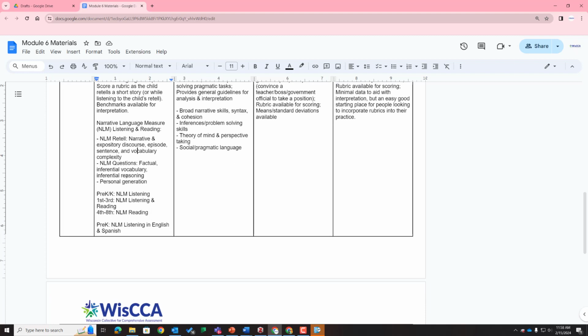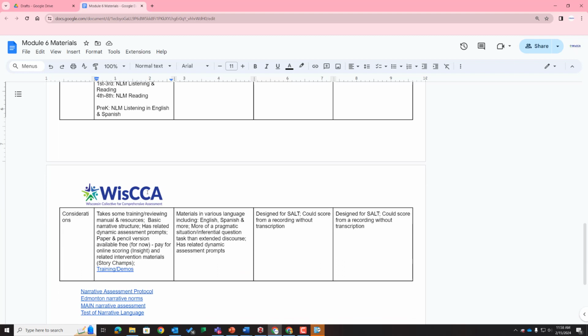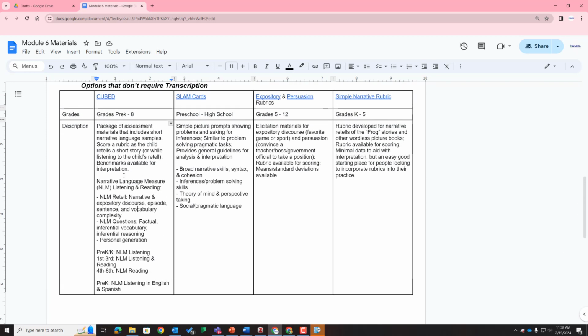It has different types of listening tasks. It has some reading tasks. You can do some adaptations. It has materials in English and Spanish. It has some related dynamic assessment prompts. The paper and pencil version is free for now, at least. You can pay for online scoring. There are some related intervention materials. So if you've heard of Story Champs, that's the intervention that's associated with this CUBED assessment.